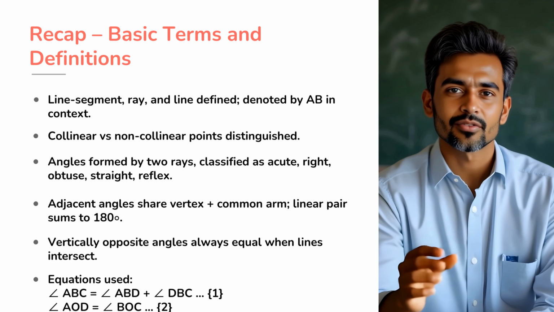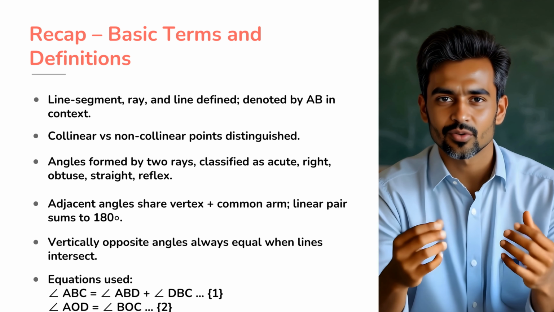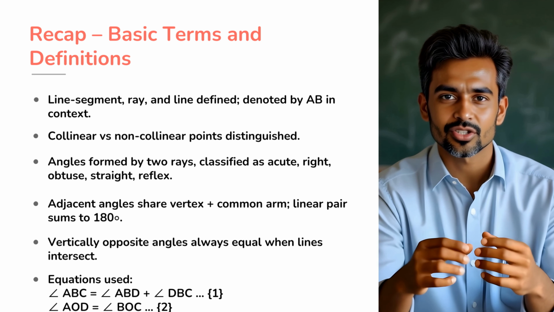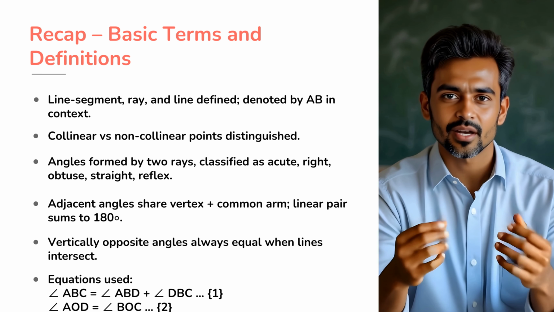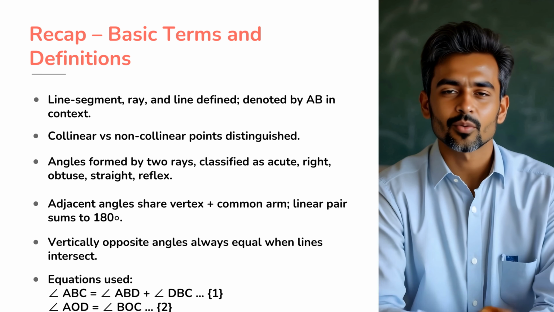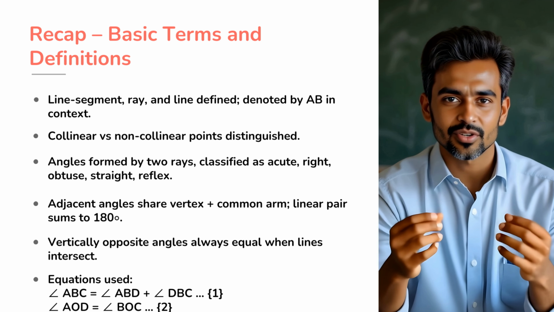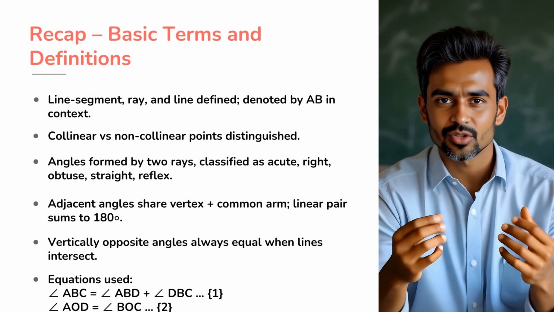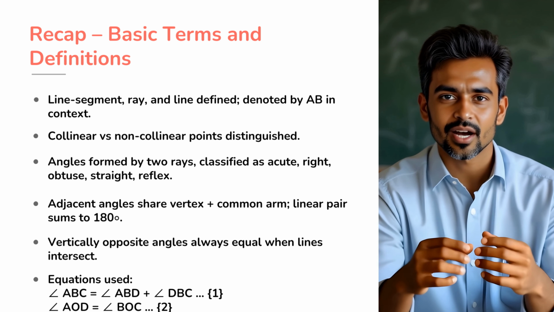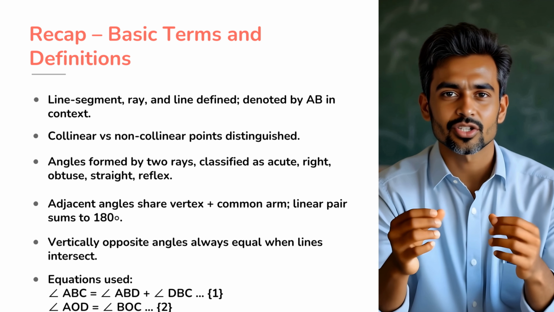So, today we learned the foundation stones of geometry: line segments, rays, and lines, how they're denoted, collinear and non-collinear points, angles, their definition, vertex, arms, and classification, adjacent angles and linear pairs with their special property, and finally, the elegant result that vertically opposite angles are always equal. These are the building blocks on which bigger theorems of geometry are constructed. And that wraps up our session on basic terms and definitions.